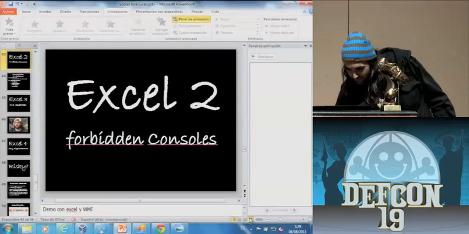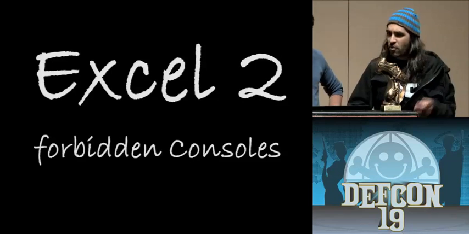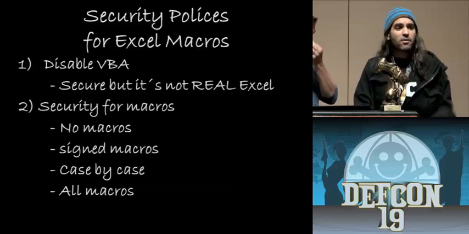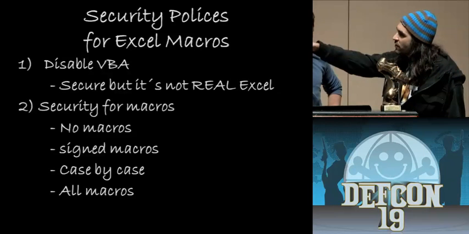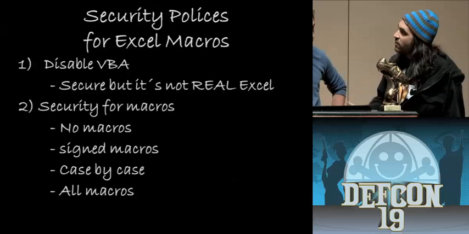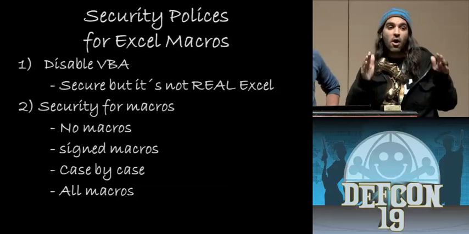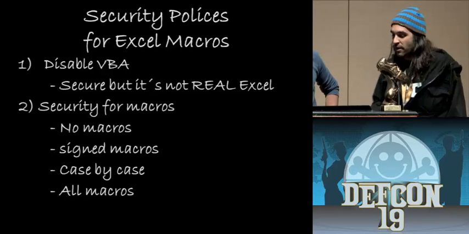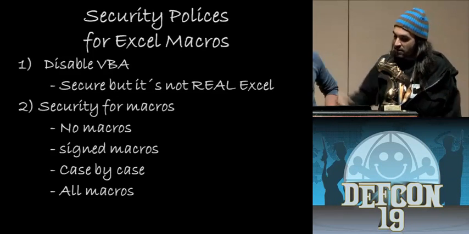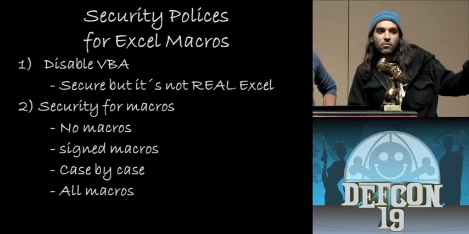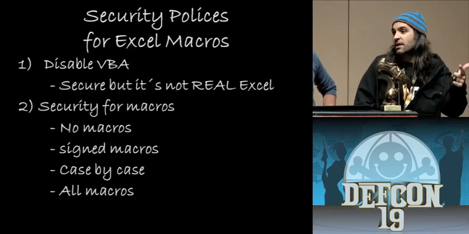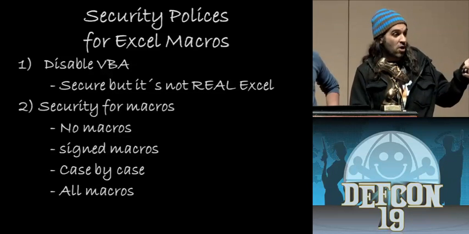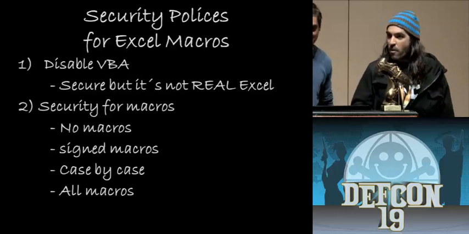Of course, after seeing this demo, some of you could think, OK, we are going to disable all the macros on my machine. The first policy, which is disable Visual Basic for Applications, applies to all Office applications, not only Excel. It's for Word, PowerPoint, Access, and so on. And for Excel, you have four options. The first one is execute all macros, which is unsecure. The second option is case by case, where the user decides. Of course, if the user is the attacker, it's an unsecure option. The third one is no macros at all.